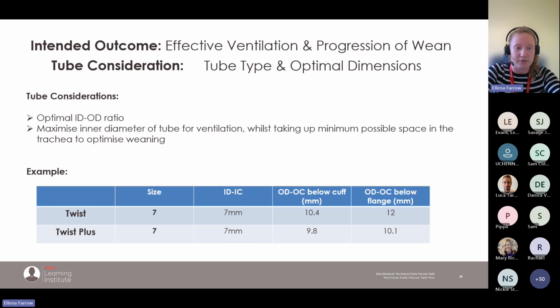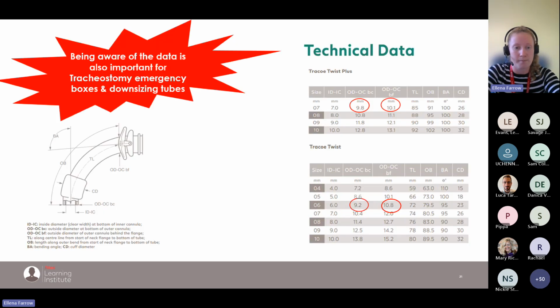So there you go, your tube considerations. If that's your outcome, it is to think about your tube types and what you want your optimal dimensions to be, what you want to achieve. As well as that tube choice impacting your clinical outcome, the awareness of these tube differences is actually really important for your emergency equipment provision as well.